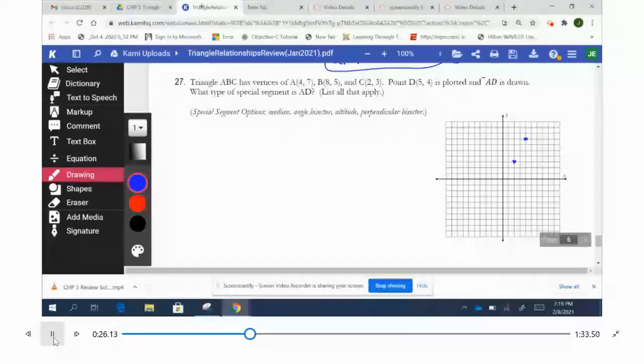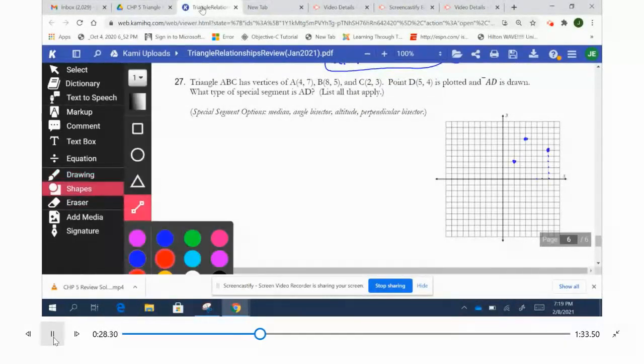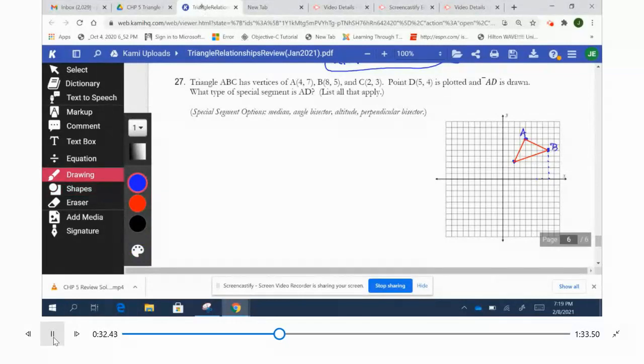Okay, for 27, when I plotted it, I noticed it was isosceles. So in an isosceles triangle, when we draw any one of the four special segments from the vertex angle, A is the vertex angle, we're going to get all four of them. So what I noticed first was D was the midpoint of BC. So that makes it the median right away. I can't prove angle bisector other than in this case.